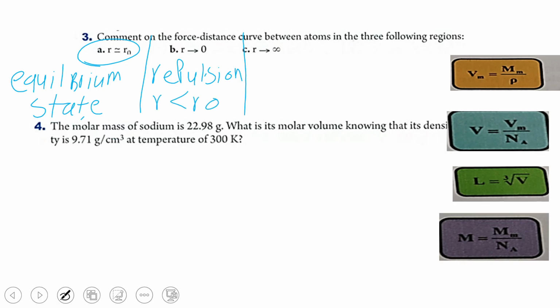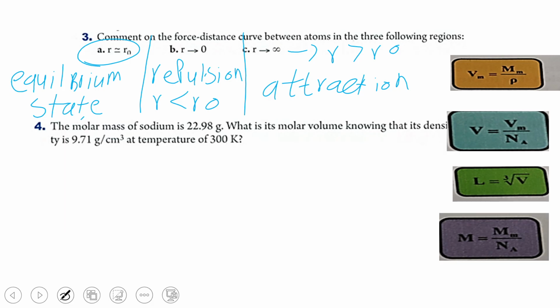The last one, R tends to infinity. Infinity means a large number. So the value of R is so large. So this R is bigger than R naught. That means the type is attraction type of force. Important, guys, be careful with that one.